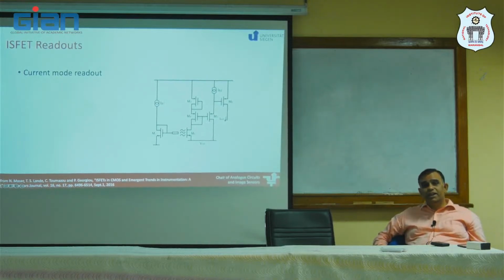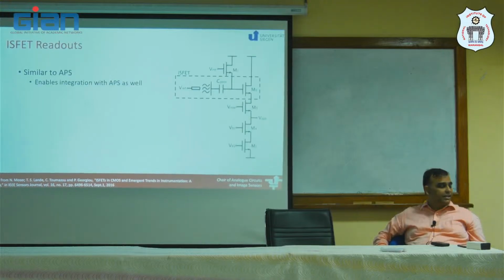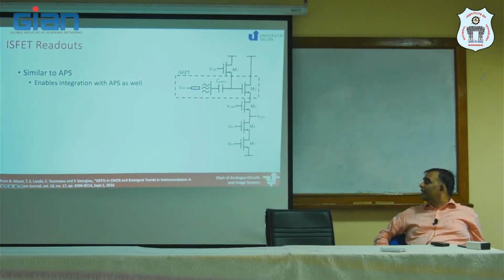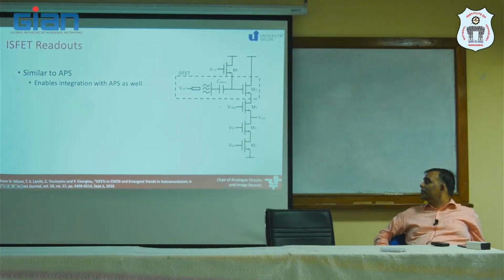You can also do readouts very similar to the readout circuitry which we saw yesterday. What did we see yesterday? We had a diode, we had a reset device, and we had a source follower. Okay? We can have something similar. You have got your current producing SFET, you have got a reset device, you have a source follower, and you have got a row select switch.